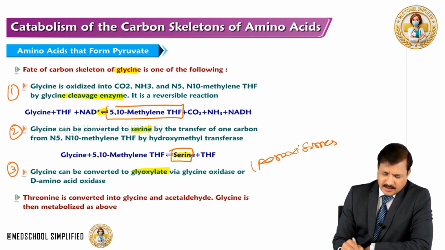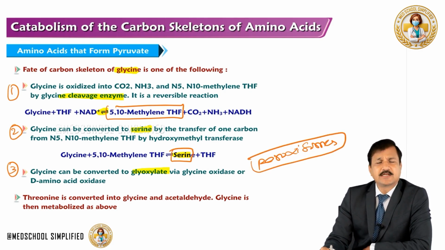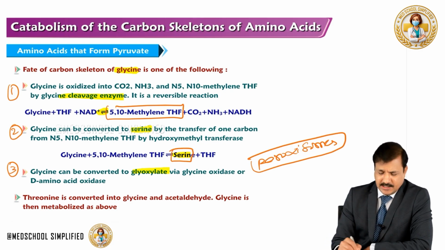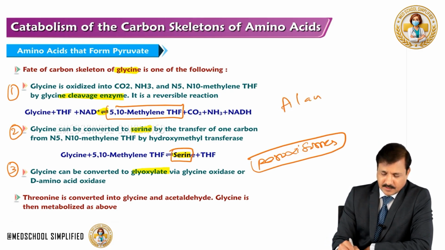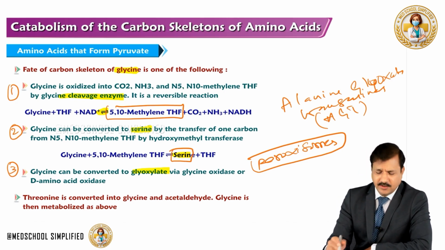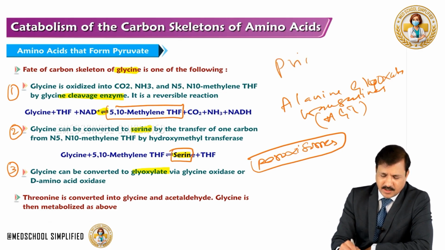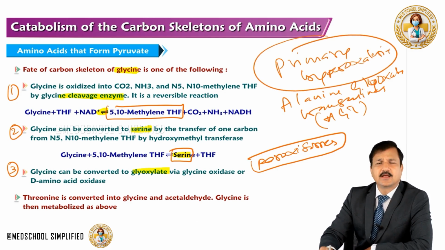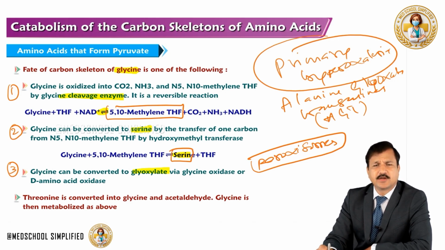One of the enzymes involved in that pathway is alanine glyoxylate transaminase, that is AGT. Deficiency of alanine glyoxylate transaminase enzyme will give rise to primary hyperoxaluria. So we are going to see details of primary hyperoxaluria later.